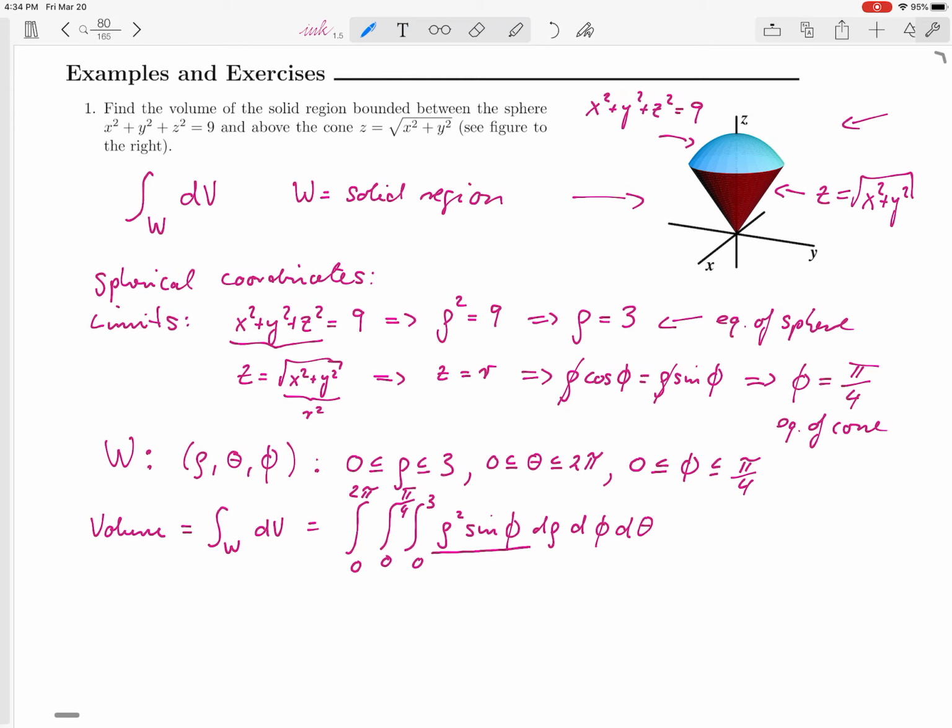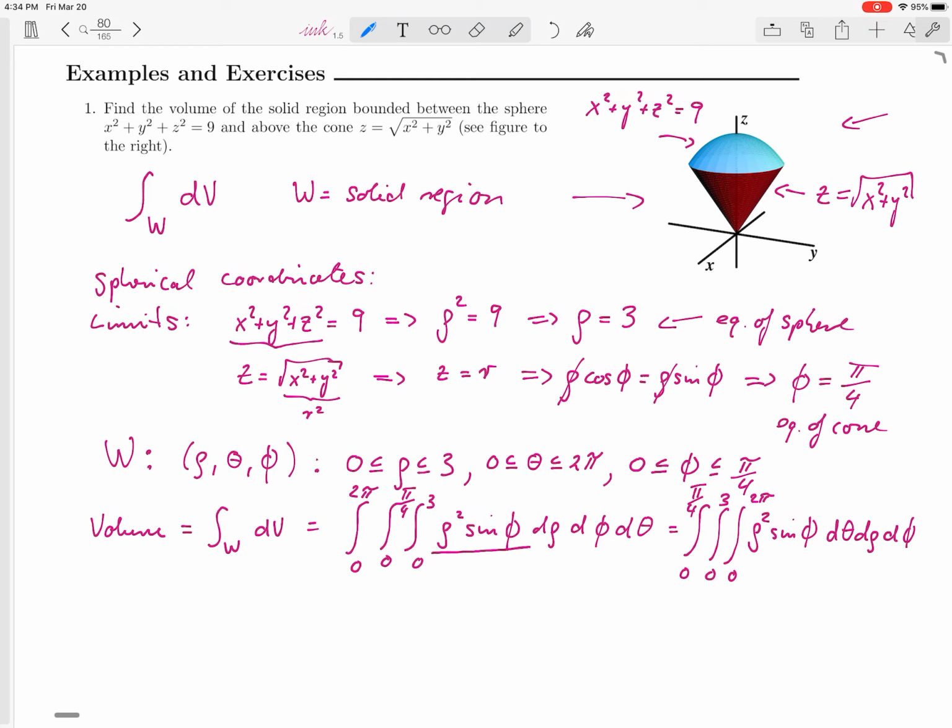So we could deal with the theta first and rewrite it as the integral of rho squared sine phi d theta d rho d phi. So then theta goes from 0 to 2 pi, rho goes from 0 to 3, phi goes from 0 to pi over 4. Changing the order of integration is quite simple because they are all constant for this example.